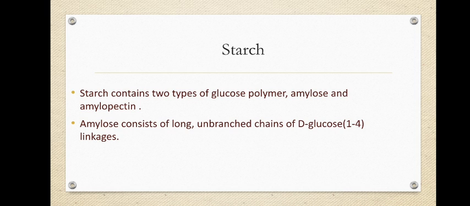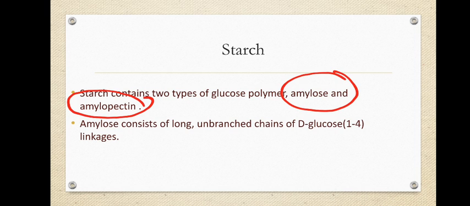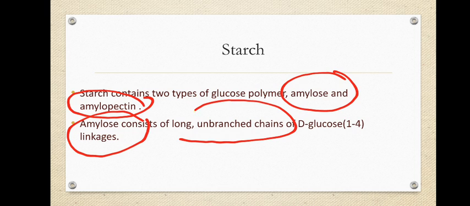Starch is a long chain of glucose, not just a single chain, but formed of multiple chains. Each starch molecule is formed of two types of polymers. One is called amylose, the other is amylopectin. These two polymers are slightly different from each other, because amylose is formed of an unbranched chain of D-glucose connected by 1,4 linkages.